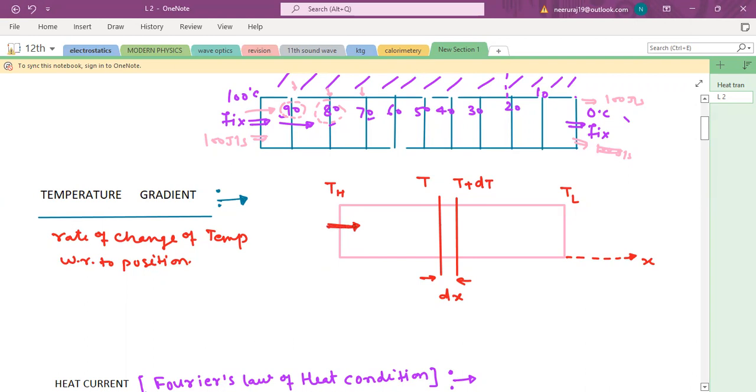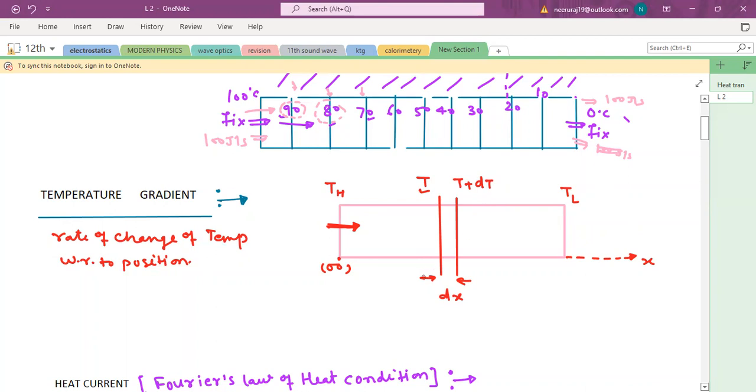But we take the direction of heat energy flow as the positive direction. So suppose this direction is positive; this is x equals 0. And on this side x is increasing, because in the direction of heat current, heat flow, we take it as positive. But as we are moving in this direction, temperature is decreasing, right? Because heat flows from high temperature to low temperature. So let's see, this layer has a temperature T and the next layer has a temperature T plus dT. As you know, the next layer will have less temperature, so this dT is negative.